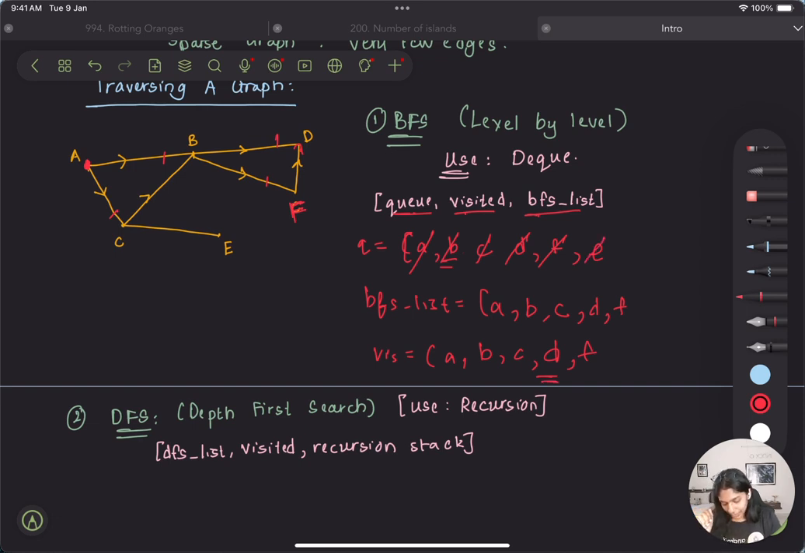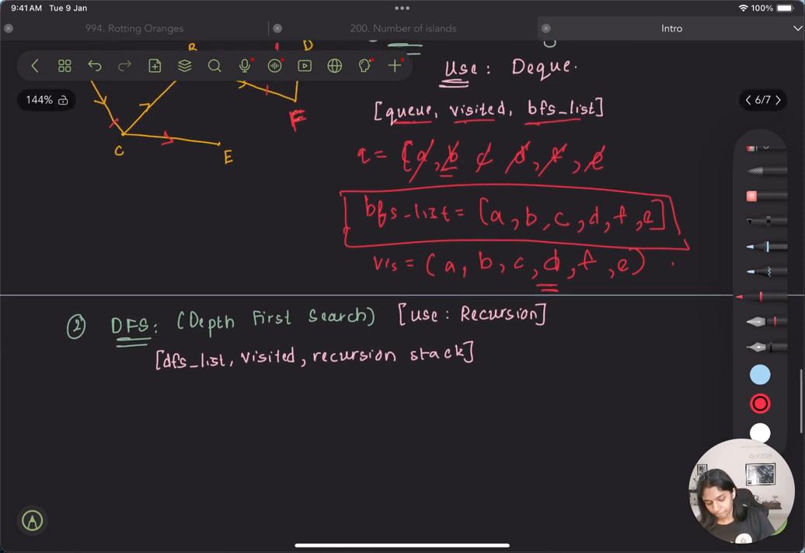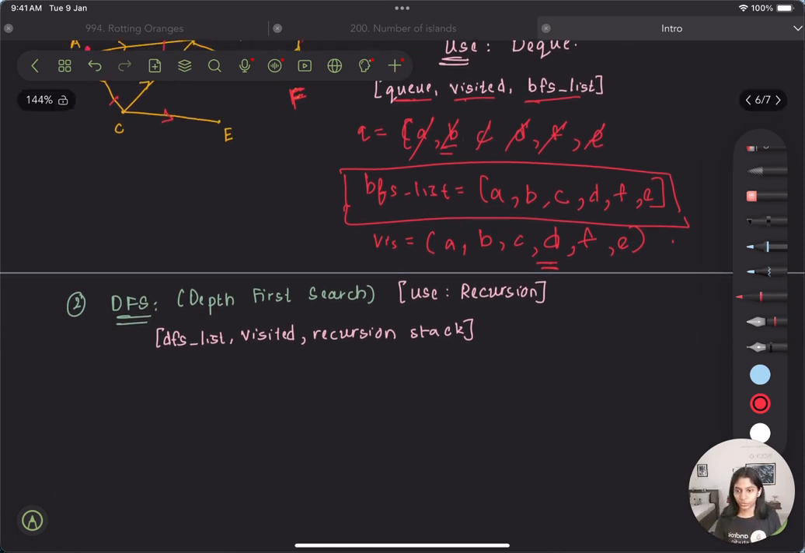I can pop out E, and E does not really have any outgoing edges. Let's just say it was like this. So it doesn't really have any outgoing edges, so I'll just add that to my list and add that here. So if we do this, this is what we get. We get this traversal path, and we were able to do a layer by layer traversal of it. So that's breadth first search.